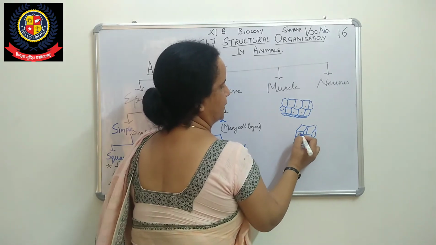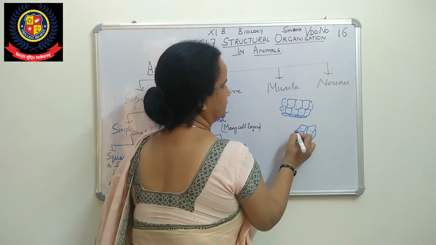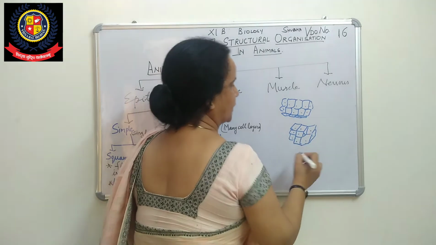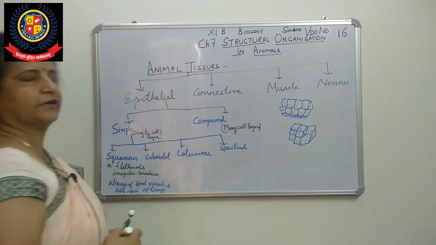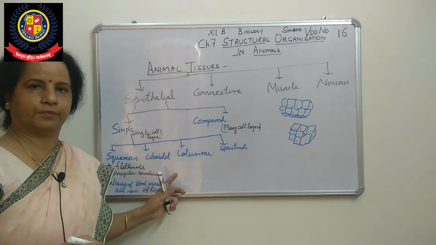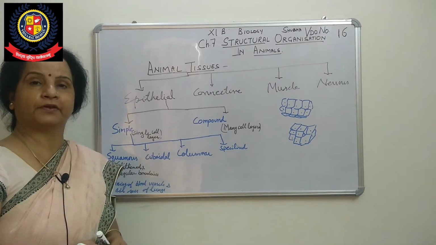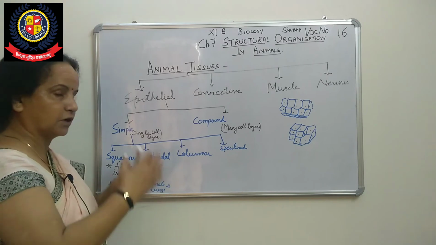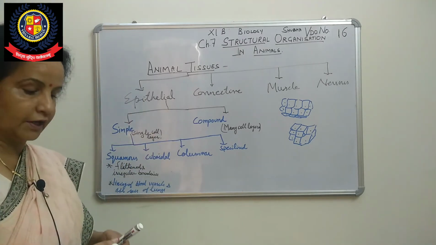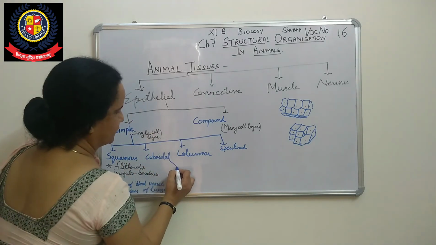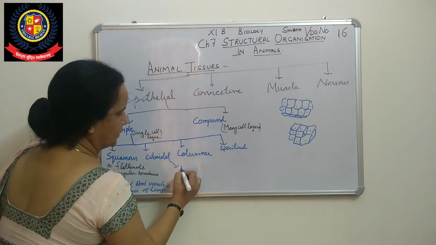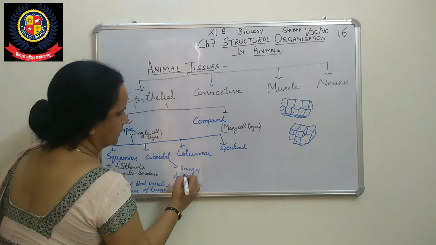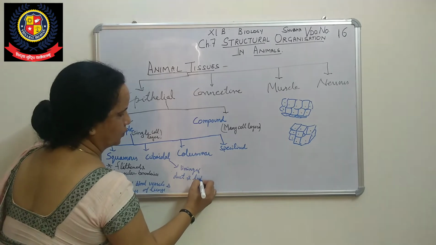Means these are forming a cuboidal shape, cube shape. Right. Now, that is a characteristic feature, having the cuboid shape. Now, these are present in the lining, making a covering of the tubule and duct. Means these tissues are present in the lining of duct and tubule.